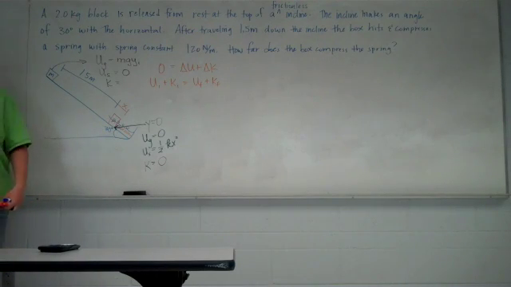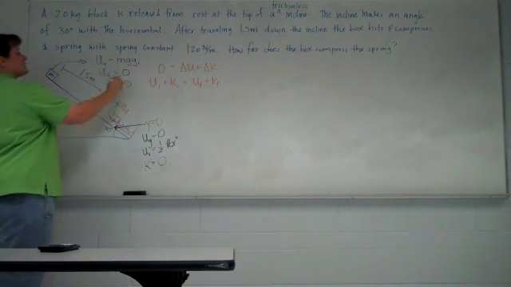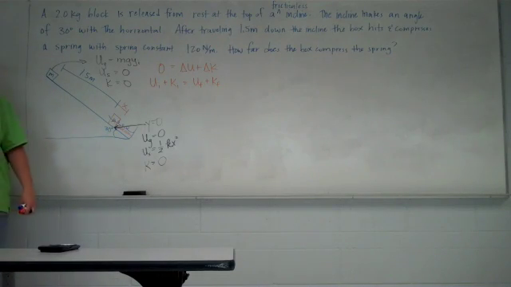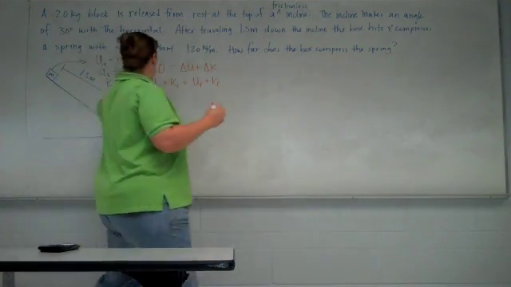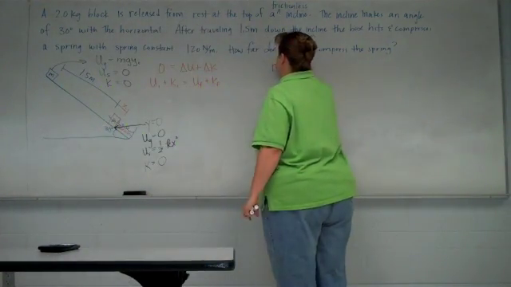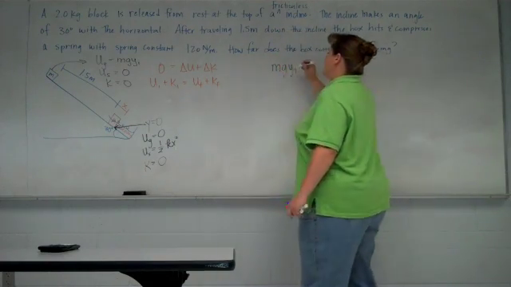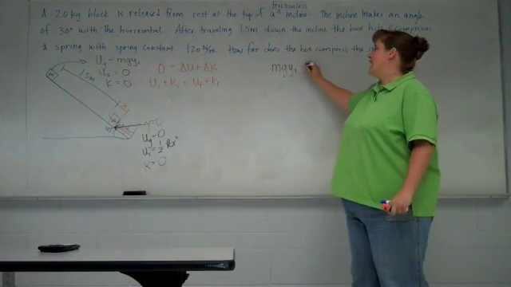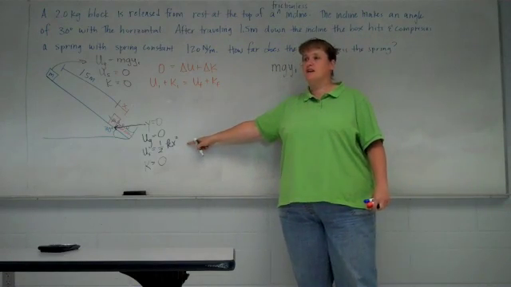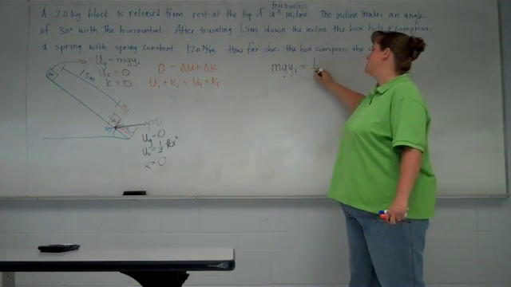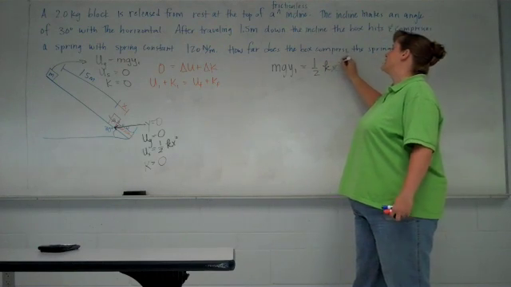What about the kinetic energy? It's also 0. It was released from rest. If its speed is 0 at that instant, it can't have any kinetic energy at that instant. So all of this energy we're starting with, the mgy initial, has to equal all of the energy we're ending with: 1/2 kx squared.